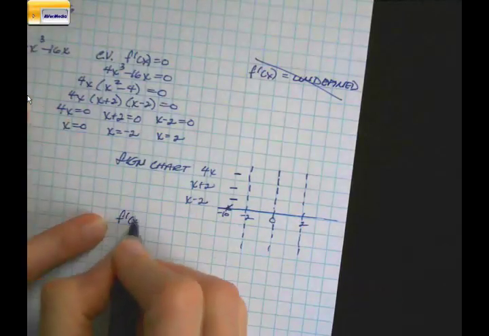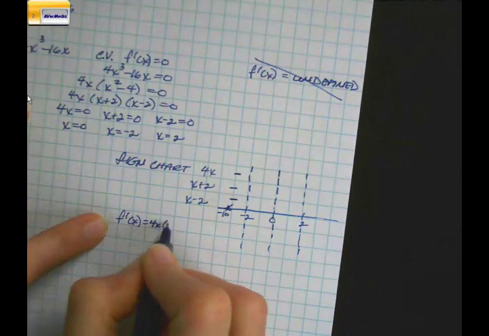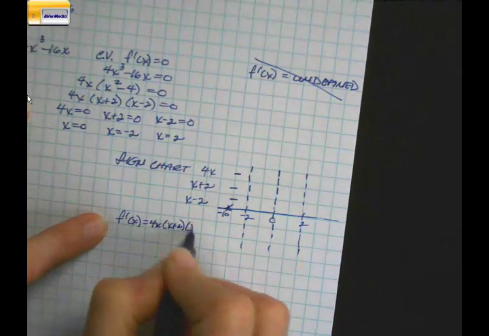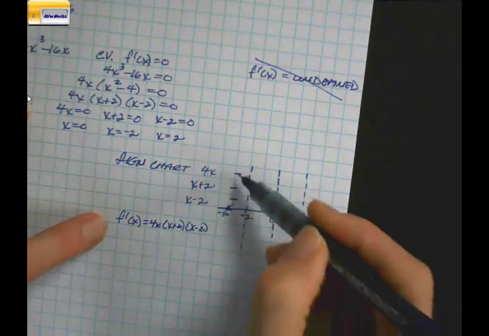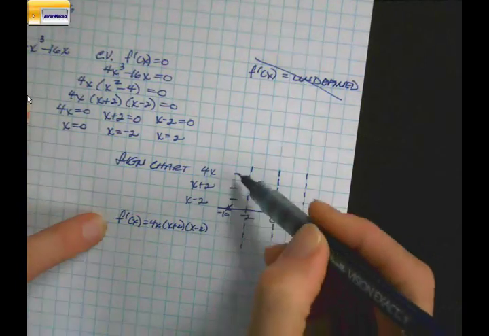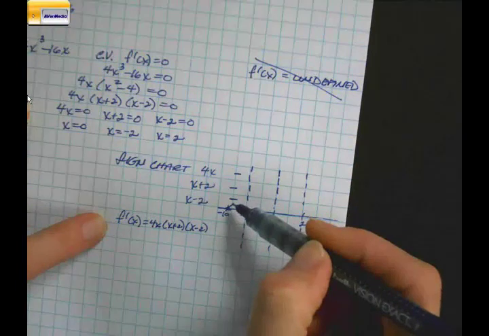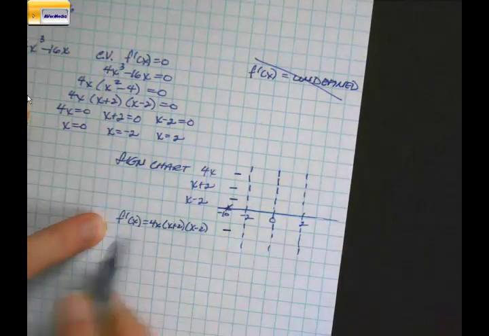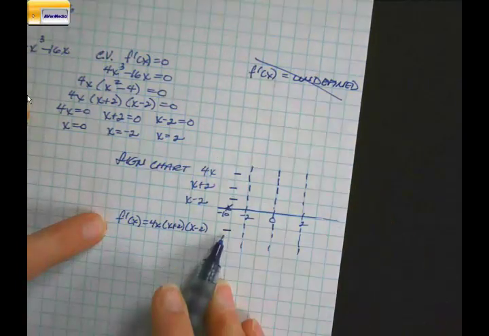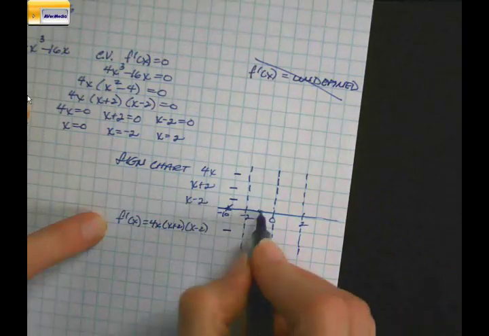Well, your first derivative is the product of the 4x, the x plus 2, and the x minus 2. So that's a product of these signs. So it would be negative times negative times negative. Negative times negative times negative is a negative result. So the first derivative is negative to the left of negative 2. Now you look at the other region.